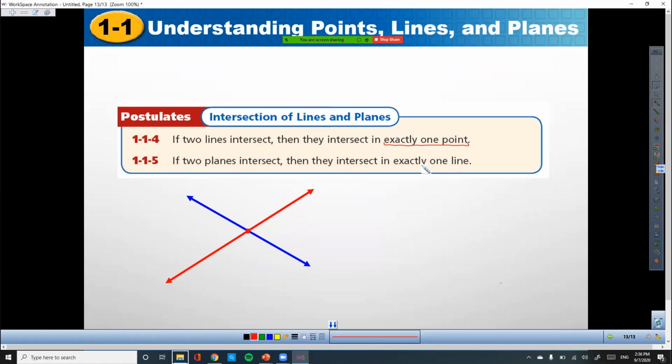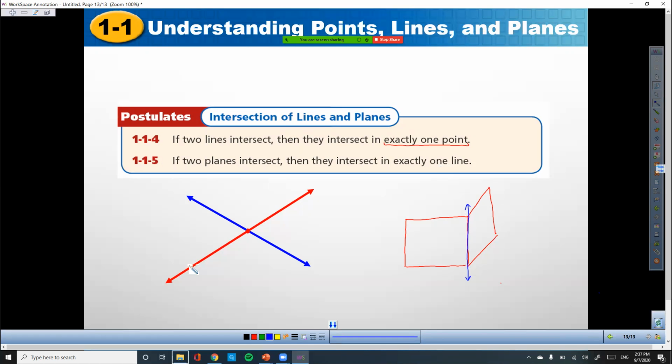The second postulate here tells me that if two planes intersect, then they intersect in exactly one line. So if we were to be in our classroom, if I were to have my front wall with my side wall, they intersect at exactly one line. So let me try to draw this out for you. So I have my wall here, and I have my other plane, and it's going to intersect that wall. As you can see here, they intersect at exactly one line right here. That's what that postulate is telling me, that when two planes intersect, they intersect at exactly one line.